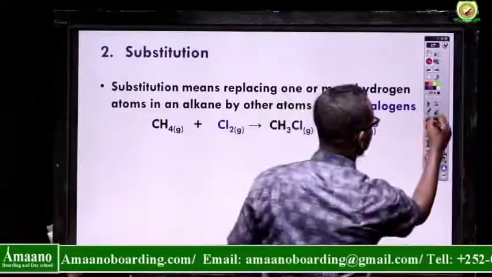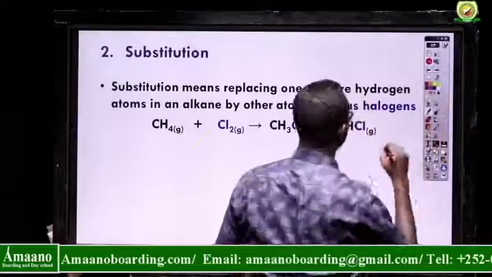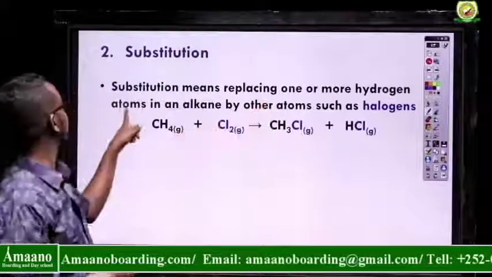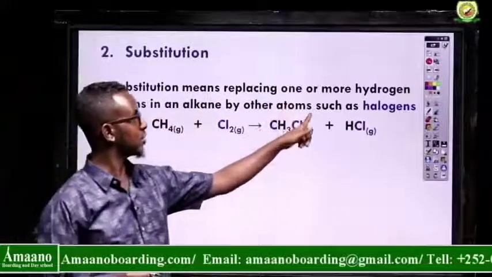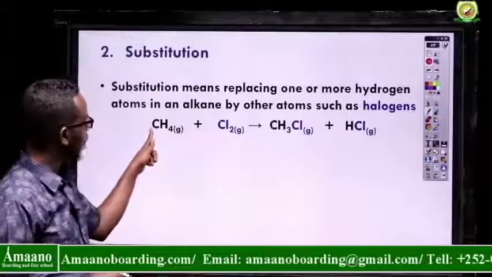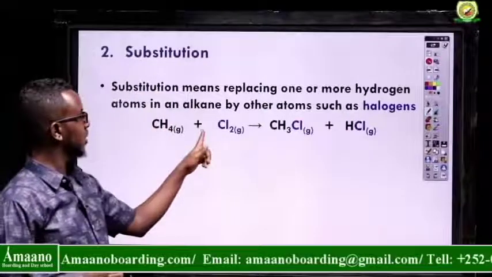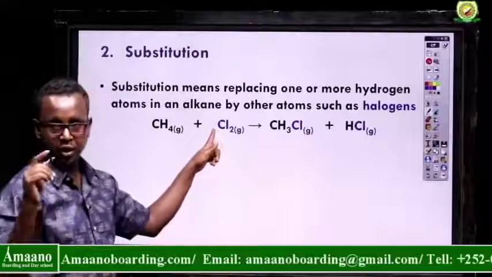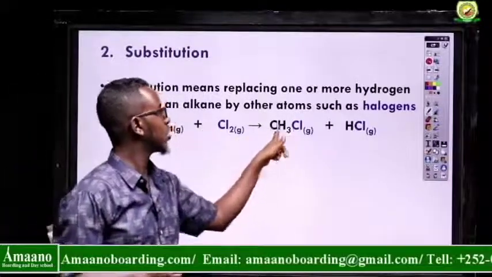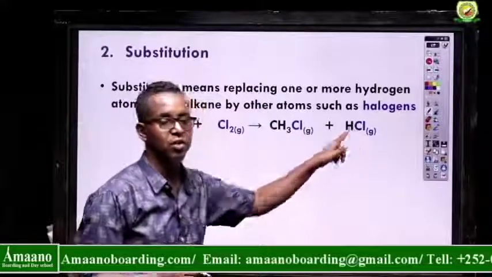Consider this kind of reaction. Here we have what substitution means: replacing one or more hydrogen atoms in an alkane by other atoms such as halogens. Here we have methane. It contains one carbon and 4 hydrogens. We add a chlorine molecule, or 2 chlorine atoms. It gives methyl chloride, or chloromethane, and this is HCl, hydrogen chloride.